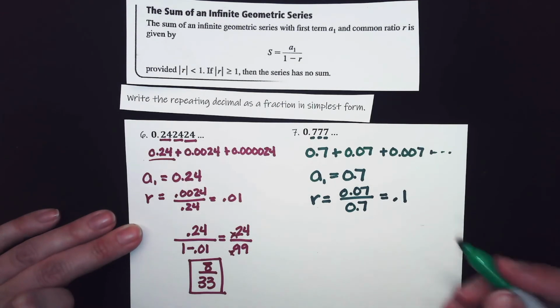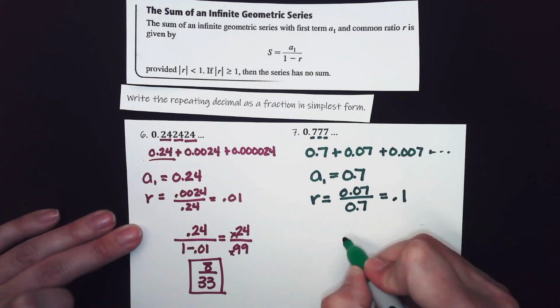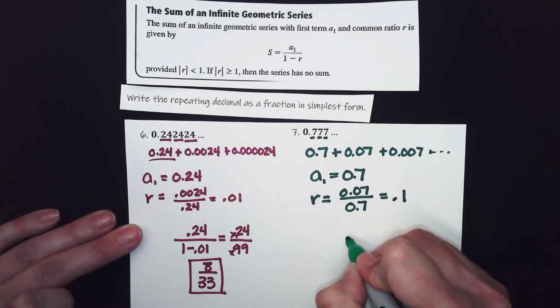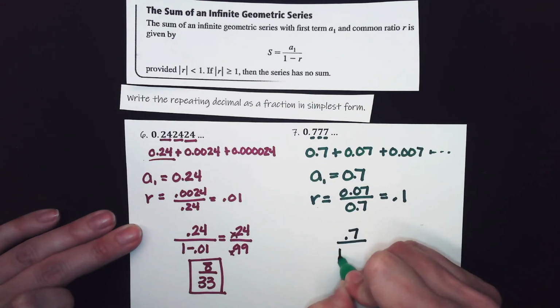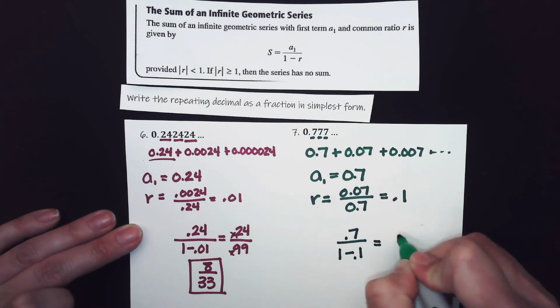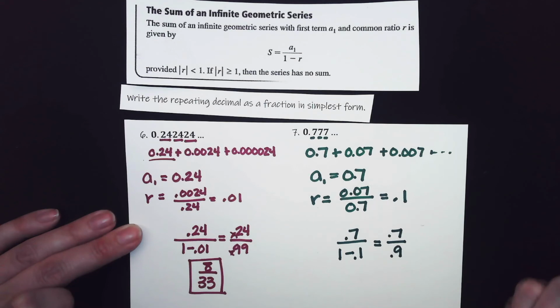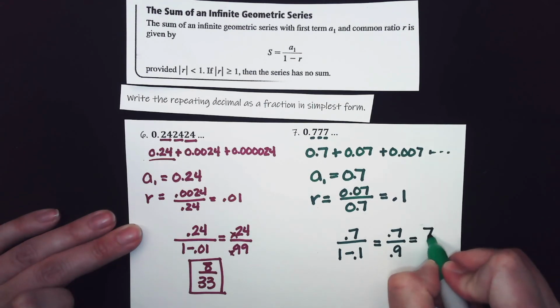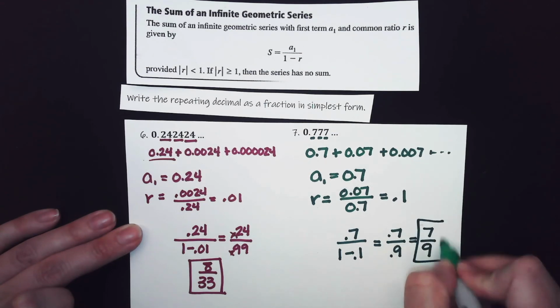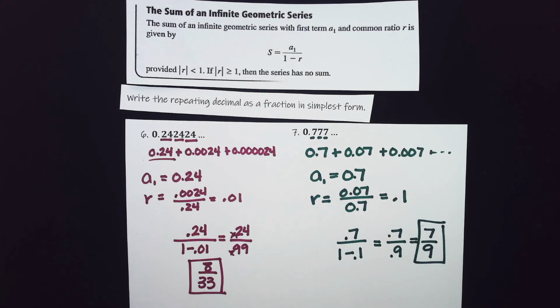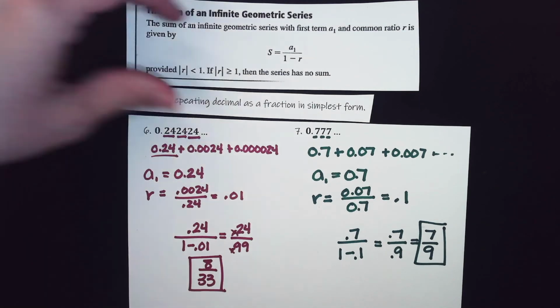Okay, so I have A1, I have R, let's plug it in. A1 is 0.7 divided by 1 minus 0.1. So 0.7 divided by 0.9, multiply both top and bottom by 10, the decimals go away, and you get 7/9. Alright, that's how you write a repeating decimal as a fraction.